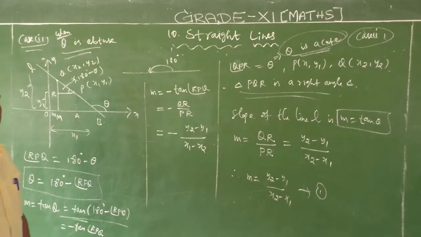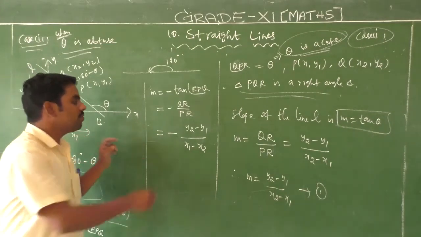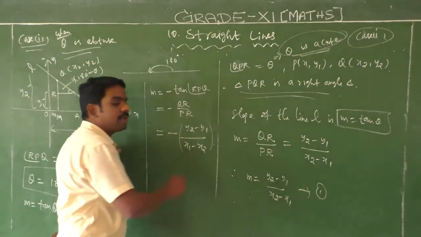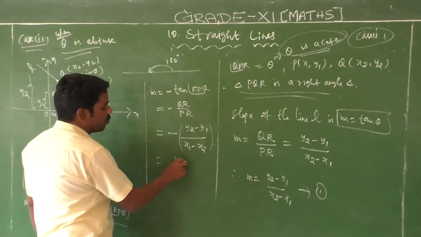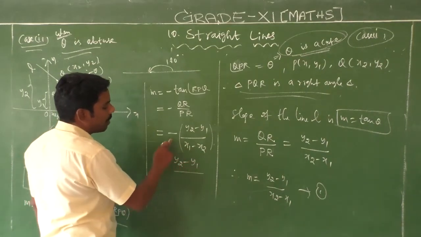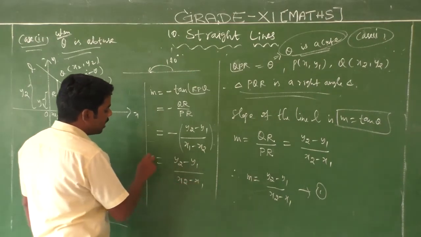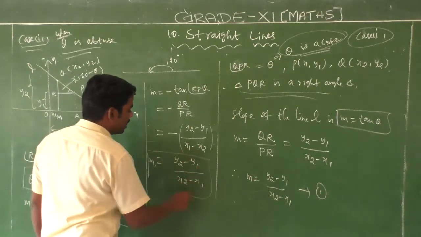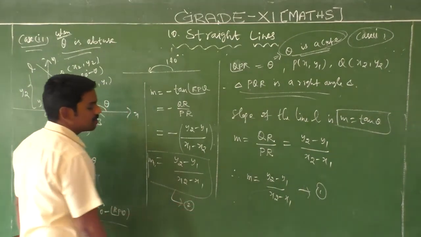So the slope of the line m is equal to minus of (y2 minus y1) divided by (x1 minus x2), which is written as (y2 minus y1) divided by minus of (x1 minus x2), that is x2 minus x1. So m is equal to (y2 minus y1) divided by (x2 minus x1). This is equation number 2.